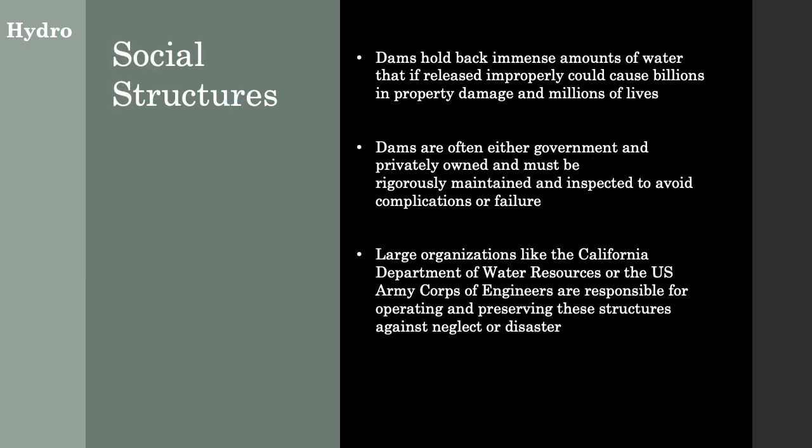Social structures. Dams hold back immense amounts of water that, if released improperly, could cause billions in property damage and millions of lives. Dams are often either government or privately owned and must be rigorously maintained and inspected to avoid complications or failures. Large organizations like the California Department of Water Resources or the U.S. Army Corps of Engineers are responsible for operating and preserving these structures against neglect or disaster.